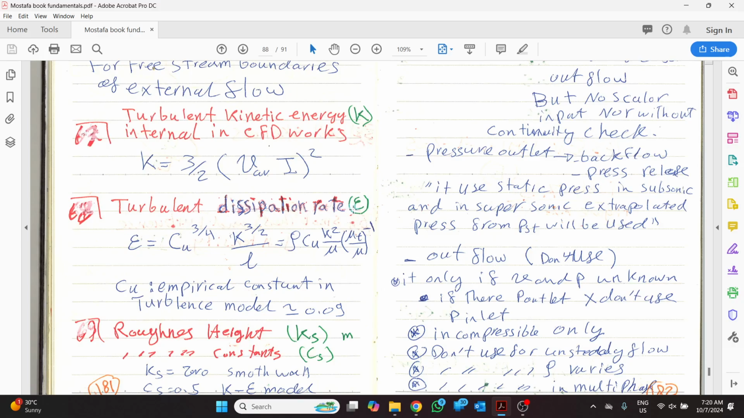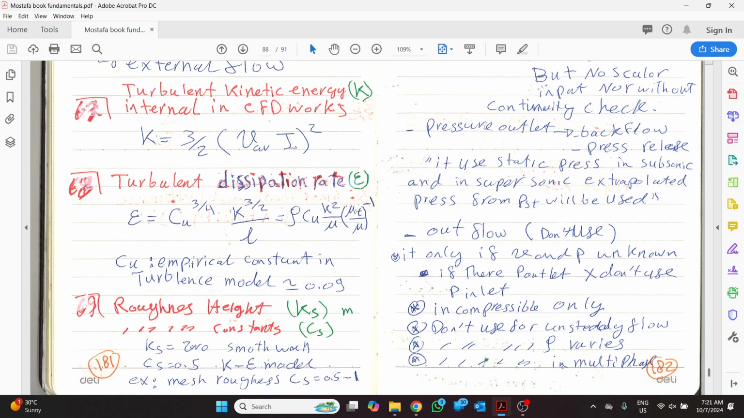Turbulent dissipation ratio. It is an empirical relationship, but it is Cμ to the power 3 over 4, K. We already know how to calculate K.